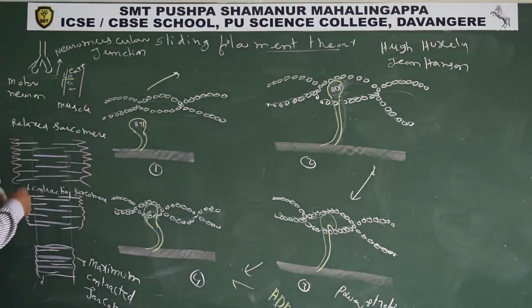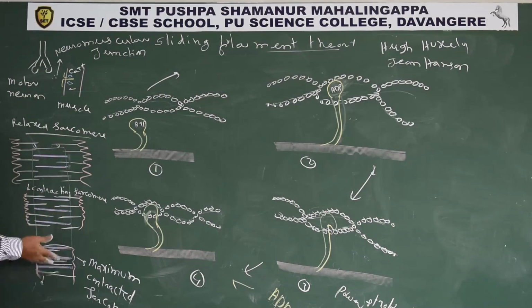Due to repeated contractions, what happens? The myosin head pulls the actin towards the myosin. As a result, observe: this is the relaxed sarcomere, and this is the contracted sarcomere. Here the length of the I band decreases, and here the H zone decreases.